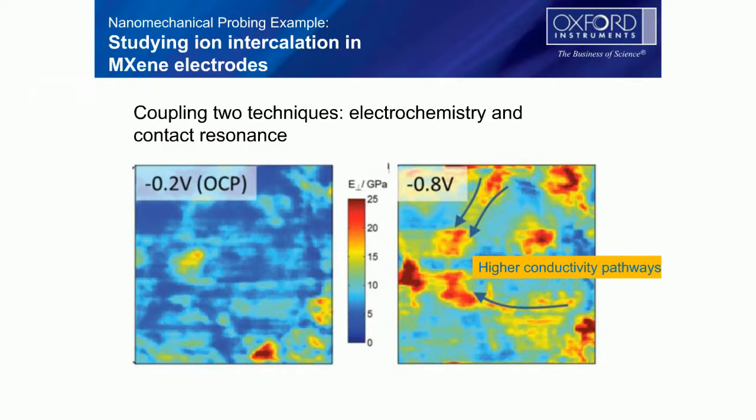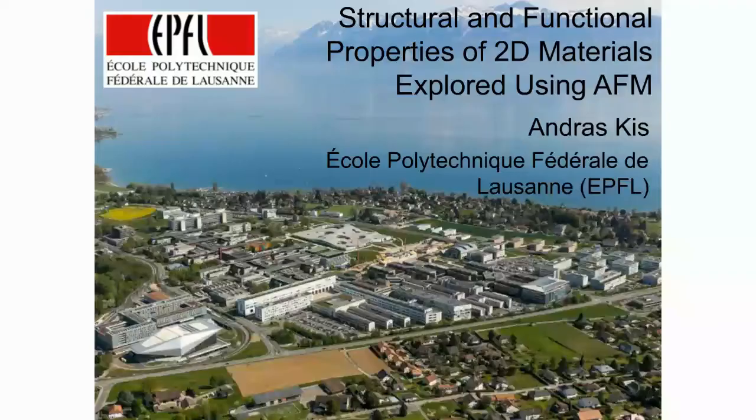On the right-hand side, they're actually injecting lithium in, and they're able to see the change in the elastic properties of the surface. In other words, this is stiffer. So the material is stiffer where they've injected the electrodes, or the lithium.